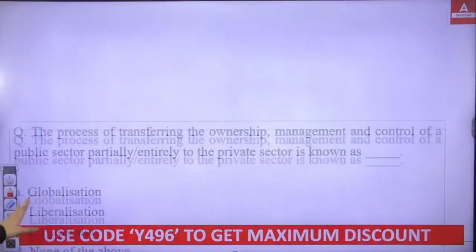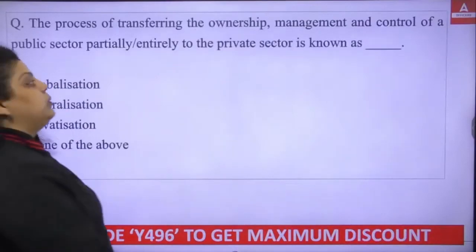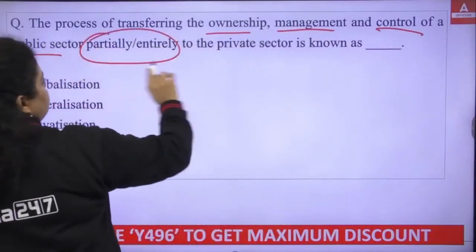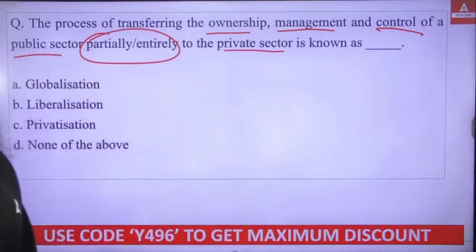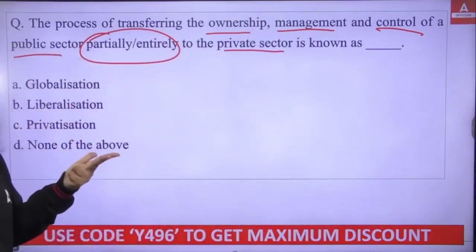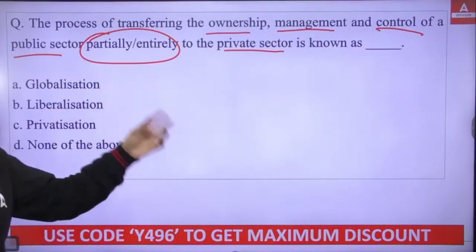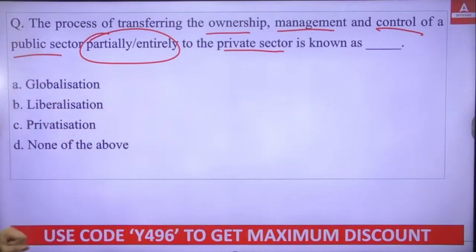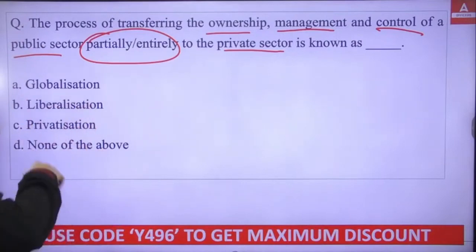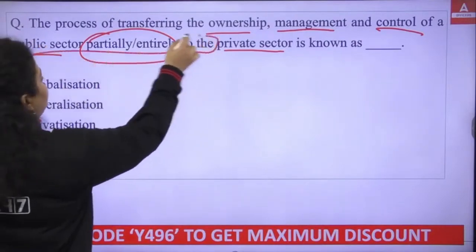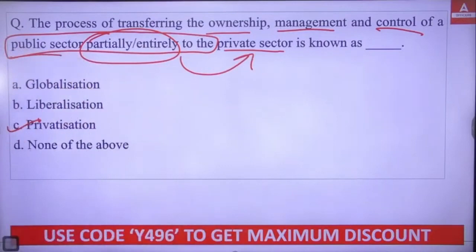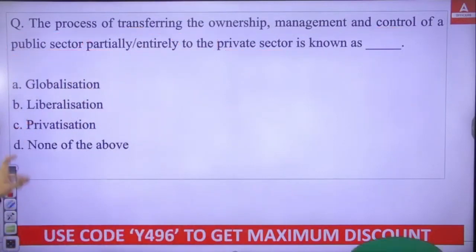Okay, next. The process of transferring ownership, management, control of a public sector partially or entirely to the private sector is known as. So you are transferring the ownership, the management, the control from government to private sector. It can be partially done, it can be fully done. Which of the following terms defines this statement? Is it globalization? Is it liberalization? Is it privatization? Is it none of the above? So it's very obvious it's privatization when you partially or fully transfer the ownership, the management, the control to the private sector. So the right answer is C.